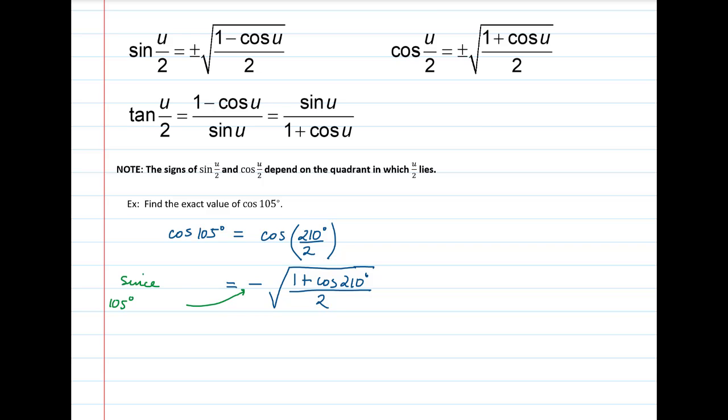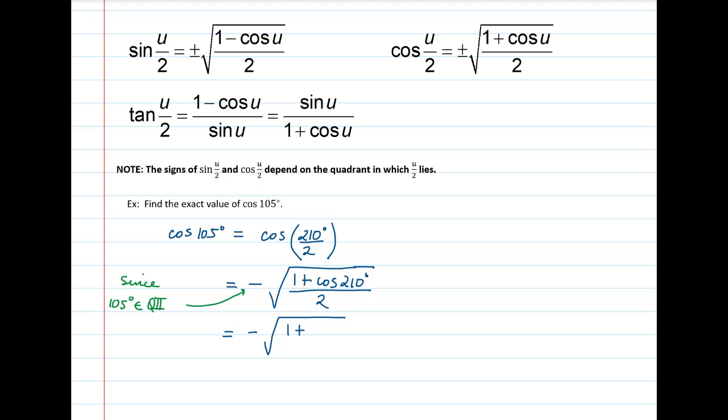Once again, this negative is there because 105 degrees is in the second quadrant. The 105 determines the sign, not the 210. So it's the quadrant of the half angle, not the other one.